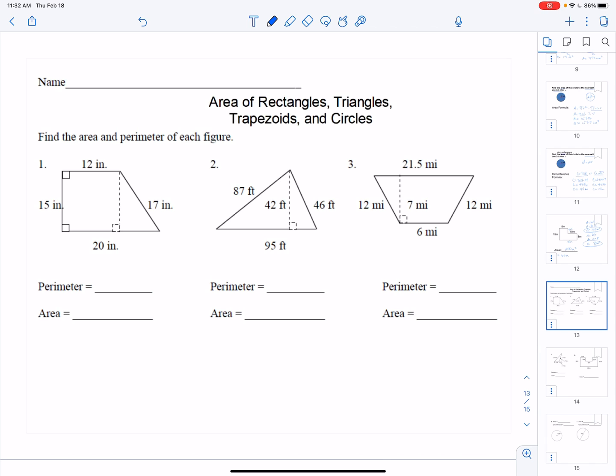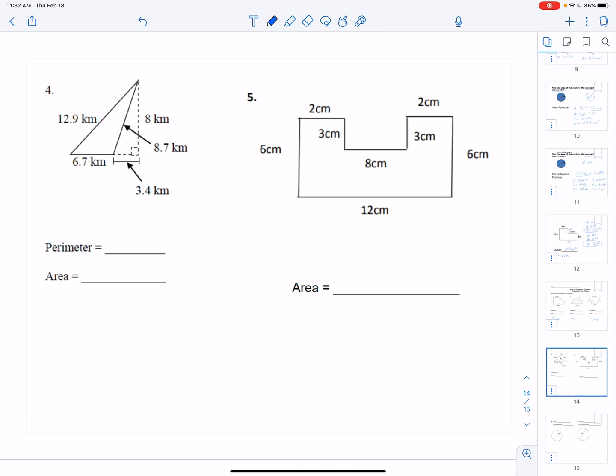So in this first one, this one is a trapezoid. The second one is a triangle. The third one is also a trapezoid. The fourth one is a triangle. The fifth one is what we call a composite shape. So this one you're going to have to chop it up like we did that one in our lesson just then, and find the area of each individual piece and then add them together. This is the only one where you don't have to find the perimeter.